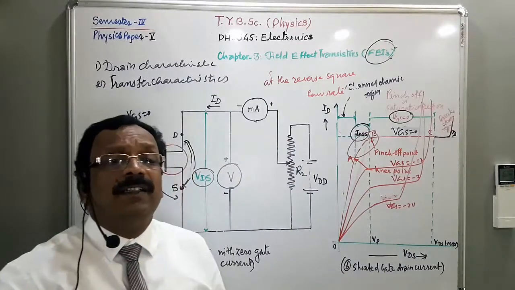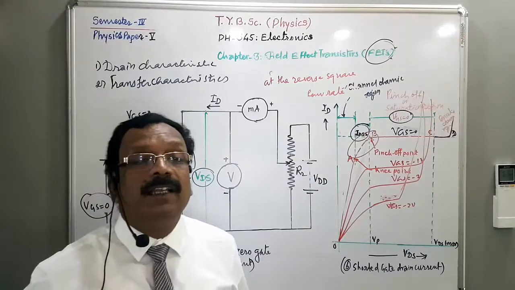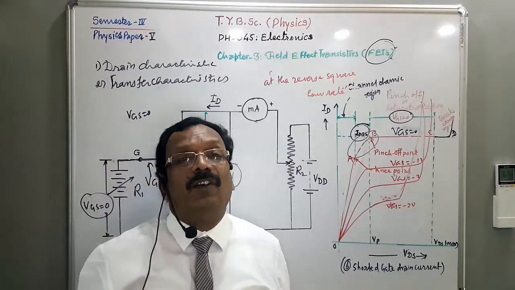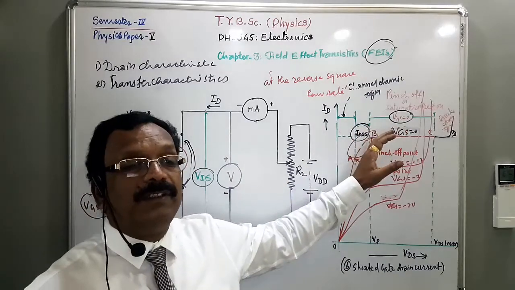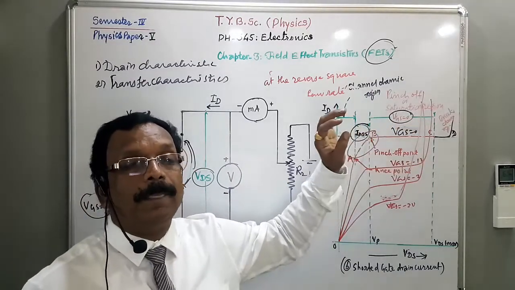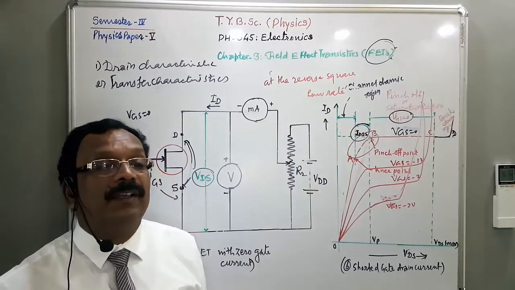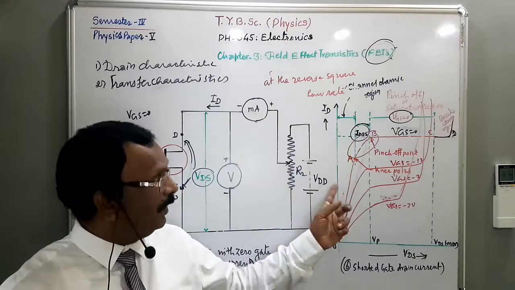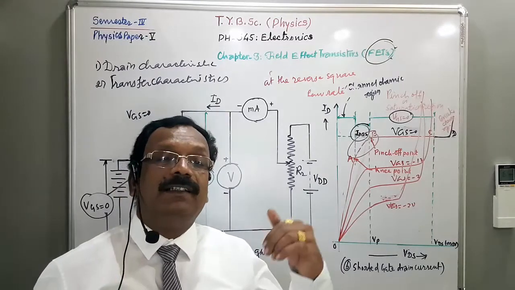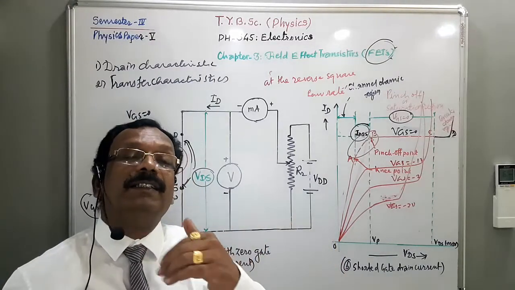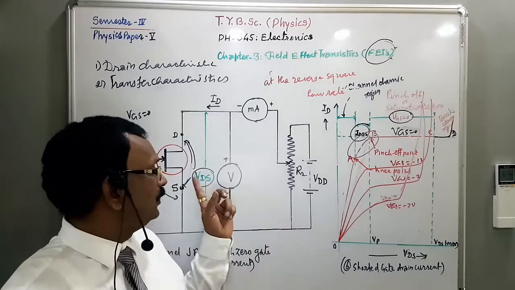What I say? In this region, the drain current increases at the reverse square law rate, and with the increase in drain to source voltage, that is with the increase in VDS, it means that drain current increases slowly as compared to the ohmic region. This in turn increases the reverse bias voltage across the gate to source junction.